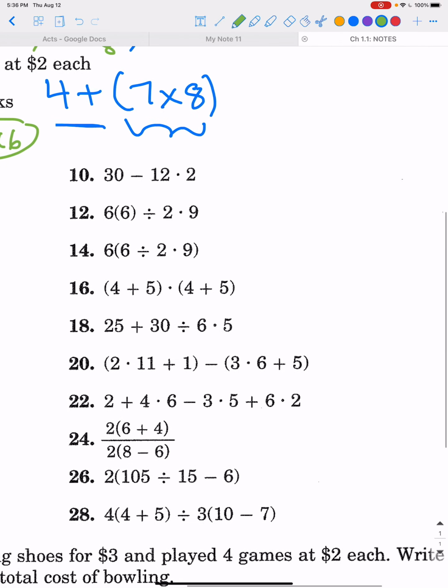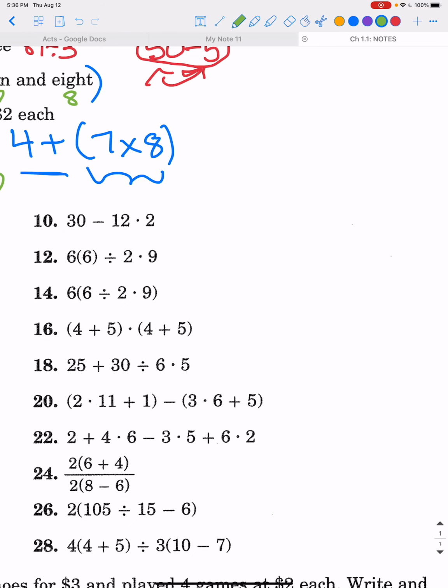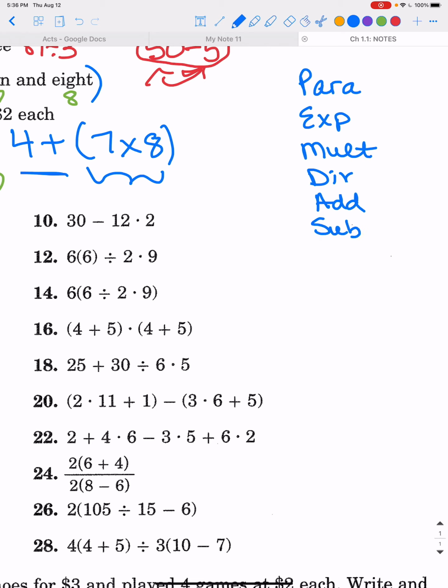So what I did in class is I wrote some steps on the board, right? PEMDAS. That's what we always want to go back to. So PEMDAS is, P is for, I'm going to abbreviate here, parentheses. E is for exponents. M is for multiplication. D is for division. A is for addition. And S is for subtraction.